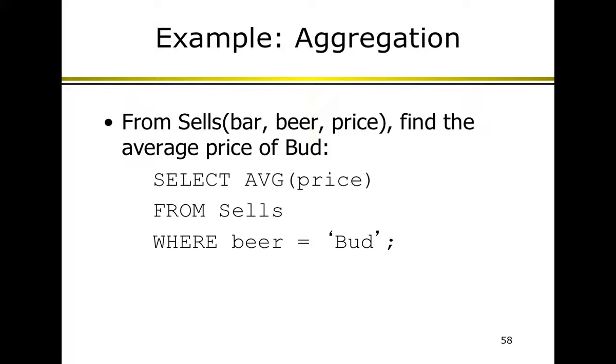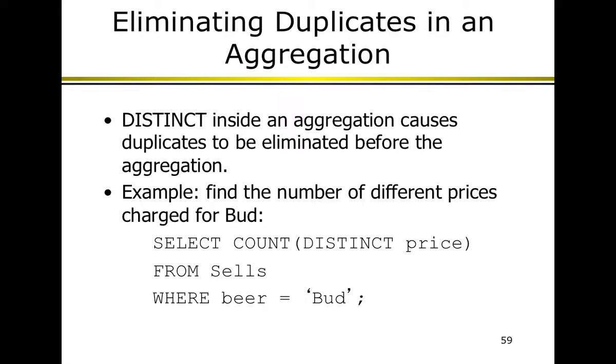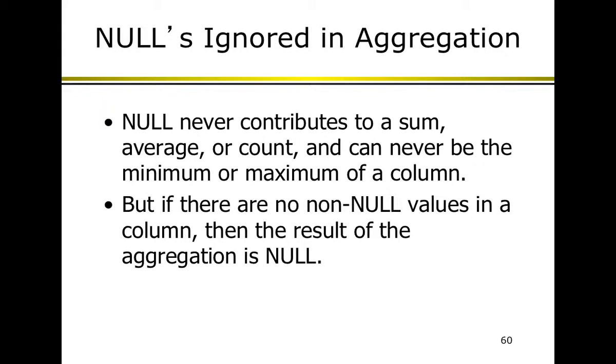So here's the average price, and it's going to give me one average price. So select average price from sells where the beer is equal to Bud. I'm only going to get one. Now if I say distinct, it's going to count up the distinct. So I can use distinct inside to say, for example, select count distinct price instead of just price. So if I have $5 in there twice, it's only going to count it once. So here's the number of different prices charged for Bud. That's going to give us only counting the ones that are unique.